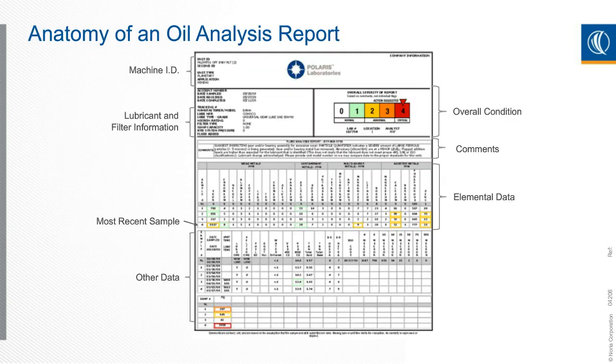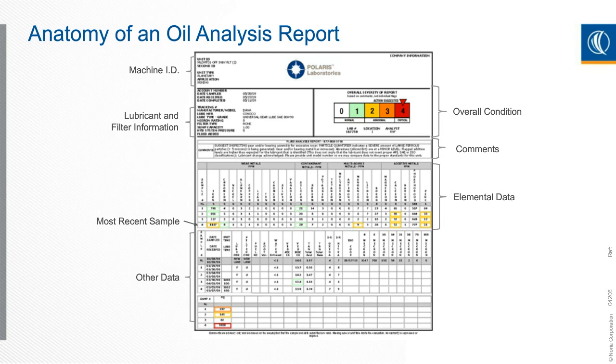Let's talk about what might be inside an oil analysis report. So here's an example of one, and there's all different types depending on which laboratory you work with, but they all have similar characteristics. This one shows the machine ID towards the top, then the lubricant and filter information. All that information is usually what's provided by the plant to the laboratory, so they can help understand what lubricant they're working with and what some background information there might be about that machine.